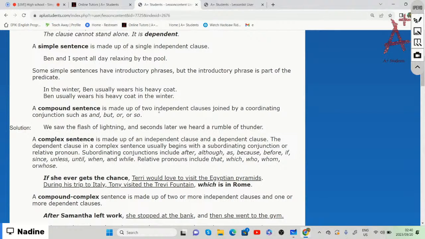And then a compound sentence is made up of two independent clauses, which are joined by a coordinating conjunction such as and, but, or, so. We saw the flash of lightning, and seconds later we heard a rumble of thunder.